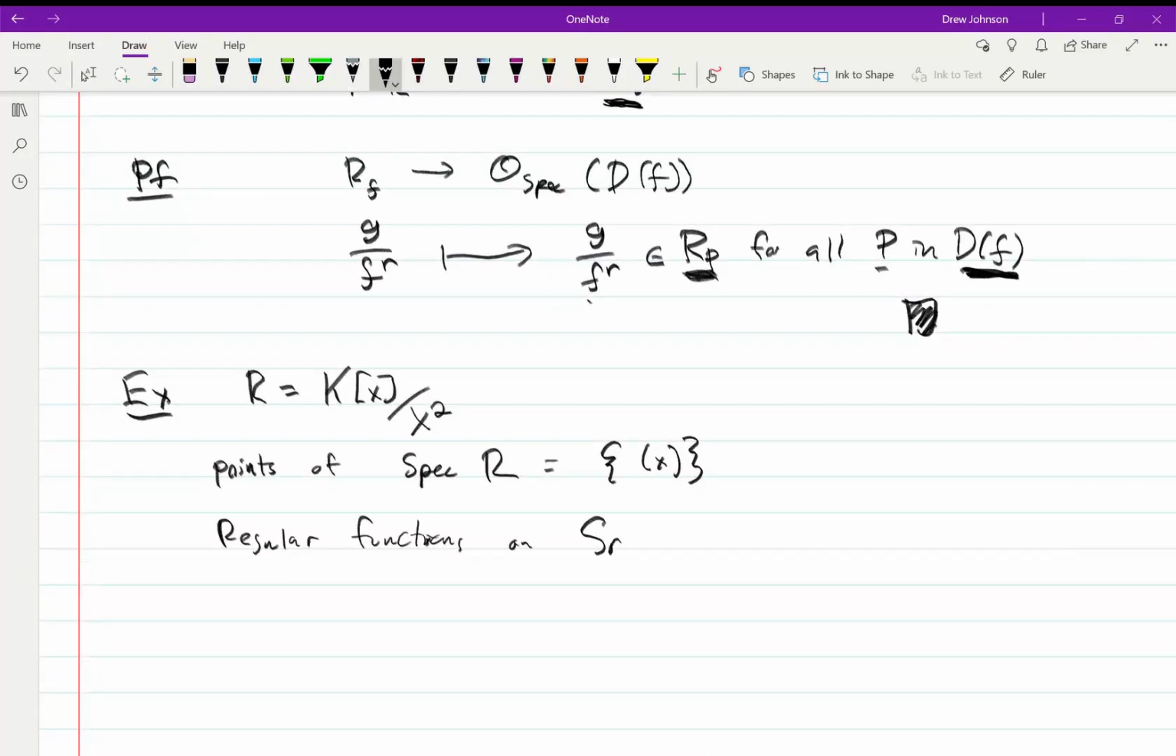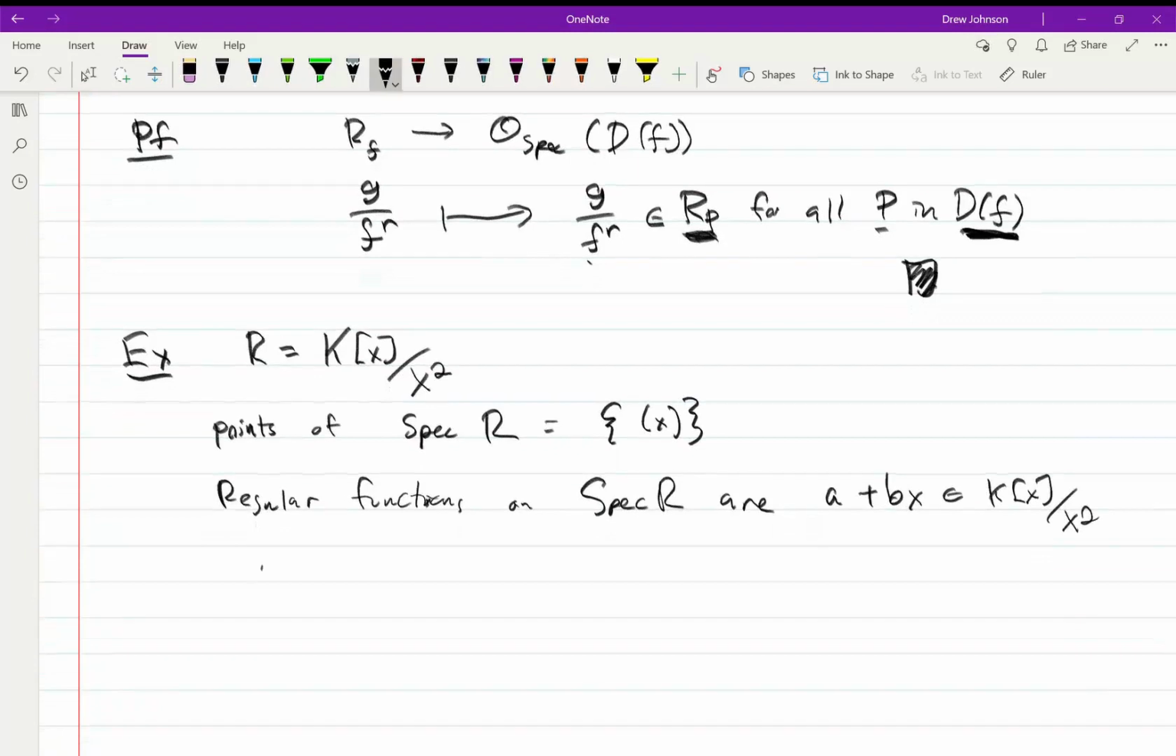On Spec R, the elements are just things of the form A plus Bx. I'm thinking of these as the elements of Kx mod x squared. If we evaluate one of these elements, A plus Bx, at the one point x, this is the same as just setting x equal to 0. The answer will just be A in the field K, because if you mod out by this ideal, you'll just get K.